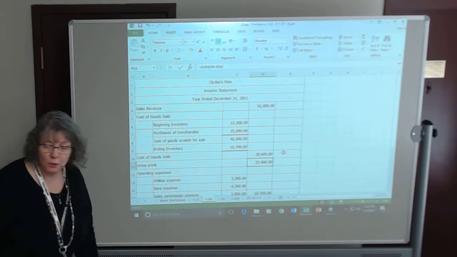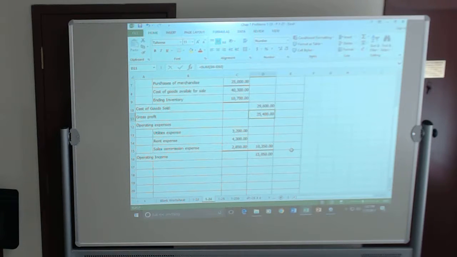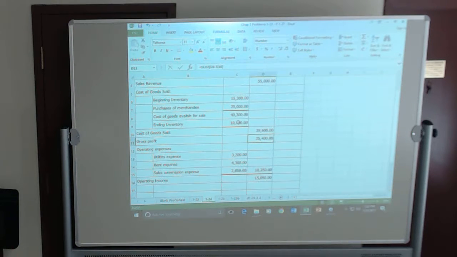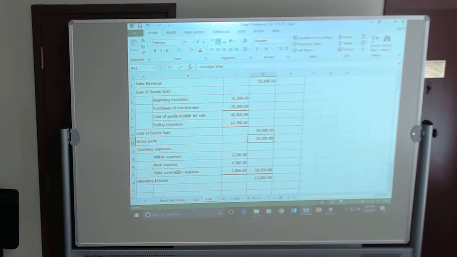So we have a gross profit of $25,400. But on top of that, these expenses have to do strictly with the product. Then we come down to operating expenses, which have to do with the operation of the store. So he had utilities, rent, and sales commission. One of the hardest things about doing any kind of accounting, financial, managerial, is understanding where things belong. Sometimes you just have to picture it.